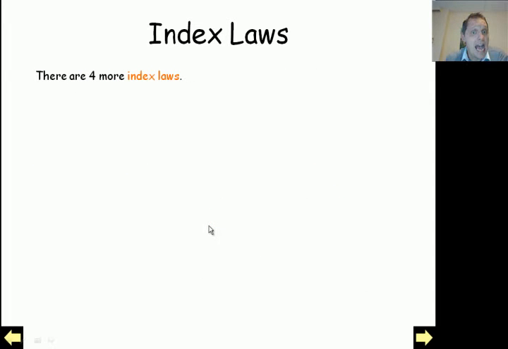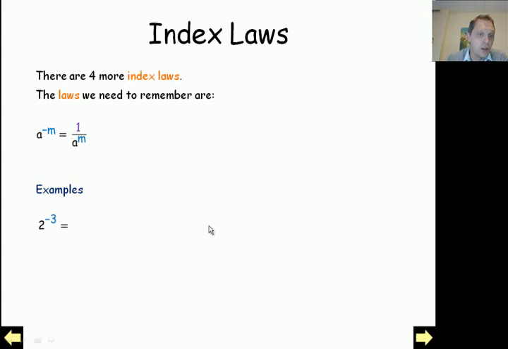The more complex index laws, there are 4 of them. We've got any number or letter to the power of a minus number, a negative number, is going to equal 1 as the numerator of our fraction over our letter or number to the power of our original without the negative sign. As an example, I've got 2 to the power minus 3. So we're going to have 1 over our base number 2 to the power of 3. If we multiply this out, 2 times 2 times 2, that leaves us with 1 over 8.